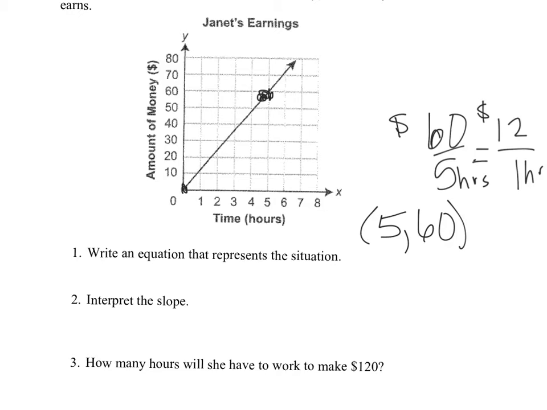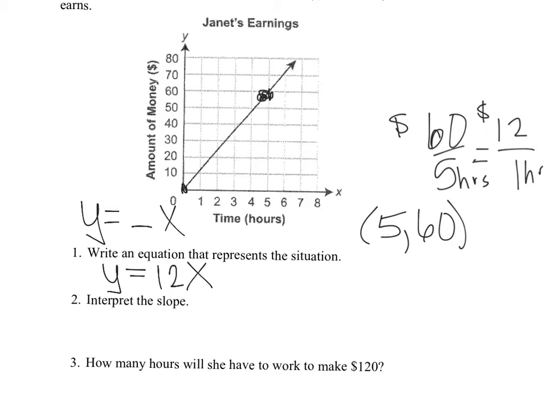Because it says to write an equation that represents the situation, and since it is direct variation, your equation's format is y equals something times x. In order to get the amount of money, which is what y is, you're going to take the $12 that she earns per hour and multiply it by however many hours she works. So y equals 12x is your equation in direct variation that represents the situation.